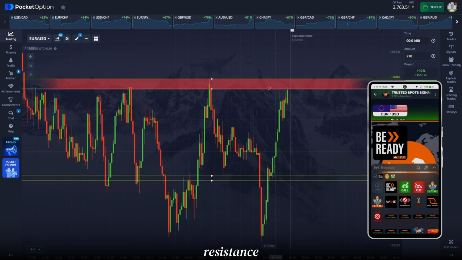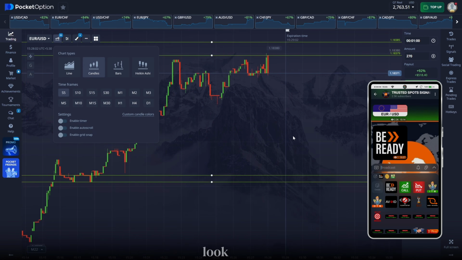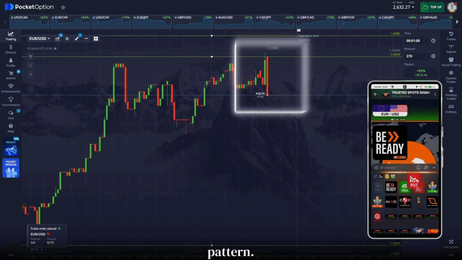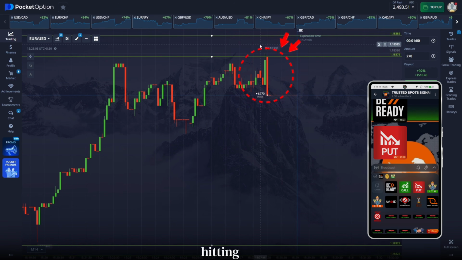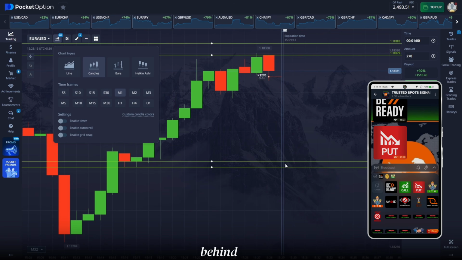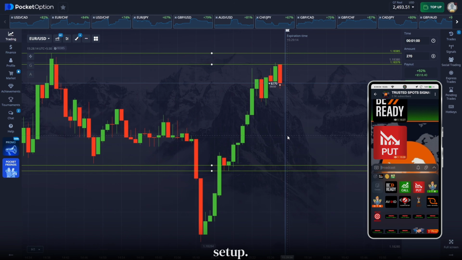Price hit the resistance range and now I will look for a good reversal pattern. Yes, that's the confirmation candle that came right after hitting the resistance zone. Now let's understand the reason behind this trade. So it's a simple trade setup.